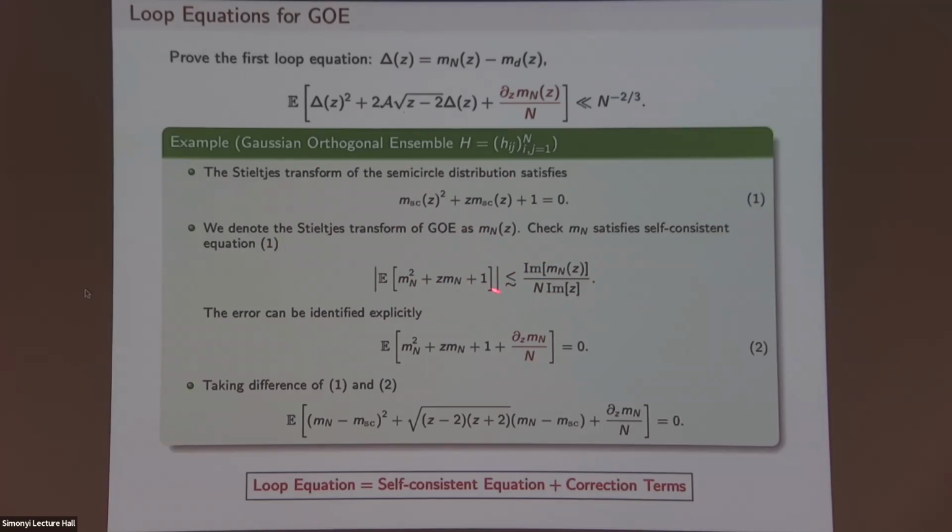Essentially, for this error, for the Gaussian orthogonal ensemble, you can explicitly identify it. It's exactly given by this 1/n correction term. And once you take the difference of this first equation and second equation, and rewrite it as an equation for Mn minus m semicircle, you get exactly this equation. Here, this factor, if z is close to 2, is essentially 2 times the square root of z minus 2, this first term. So you can roughly think, at least in our setting, those loop equations are essentially some self-consistent equation plus a correction term.